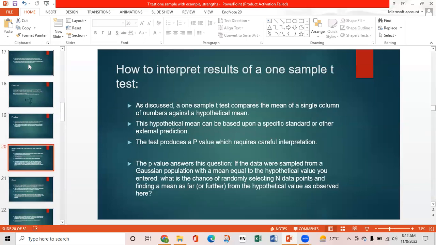How to interpret results of a one sample t-test. As already discussed, a one sample t-test compares the mean of a single column of numbers against a hypothetical mean. This hypothetical mean can be based upon a specific standard or other external prediction. The test produces a p-value which requires careful interpretation. The p-value answers this question: if the data were sampled from a Gaussian population with the mean equal to the hypothetical value you entered, what is the chance of randomly selecting n data points and finding a mean as far or further from the hypothetical value as observed?